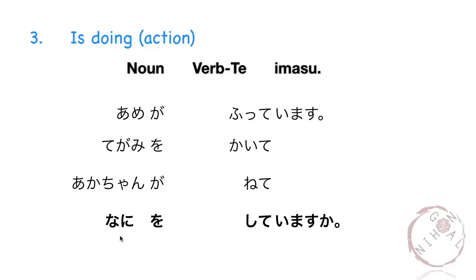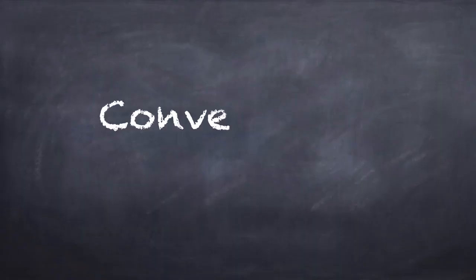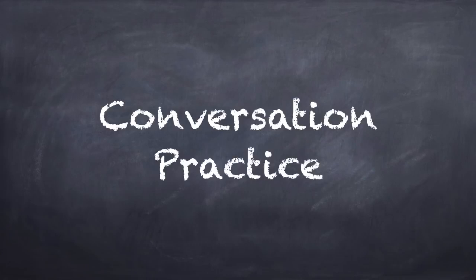Next is how to express that an action is ongoing. We say verb ています。For example, 雨が降っています。手紙を書いています。赤ちゃんが寝ています。And to ask the question, what are you doing? 何をしていますか? Next is how to express that you want to do something for someone. Shall I do an action? By using the verb stem or verb minus masu and adding mashoka. Examples, 荷物を持ちましょうか? 窓を開けましょうか? 仕事を手伝いましょうか? For our conversation practice, I only have one question, and that is, 今何をしていますか?